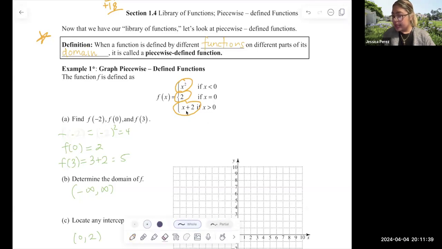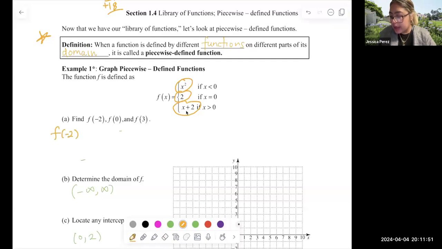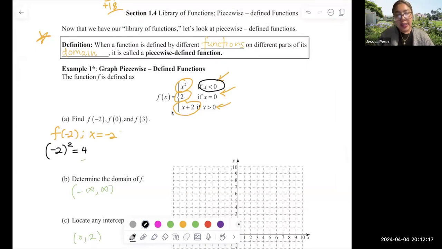So the first thing is learning how to evaluate. The first part says, find the value of f of negative 2. That means your x value is negative 2. What you're going to do is look at the domain and see which equation to plug it into, the first, the second, or the third. Negative 2 is less than 0, so I substitute it into the first equation. So f of negative 2 is 4, because that's the function it satisfies in that region.